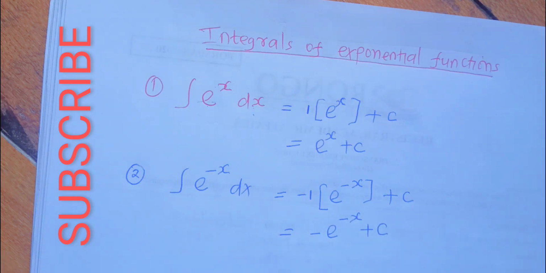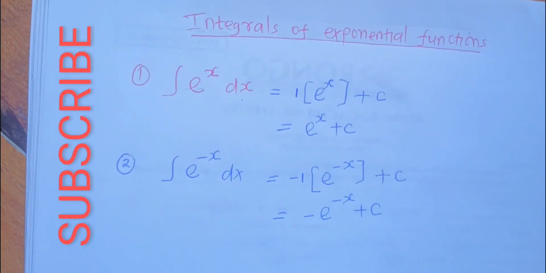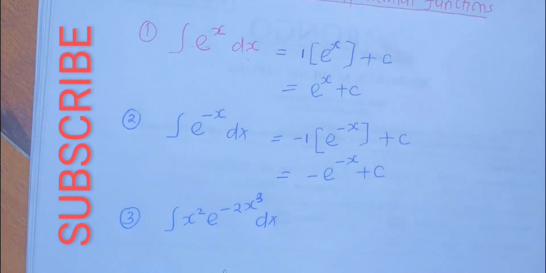Now, ladies and gentlemen, we can have a look at the third example on integration of exponential functions. The third question: integrate x squared exponential raised to power negative 2x cubed with respect to dx. This is the integral of x squared exponential raised to power negative 2x cubed with respect to dx.